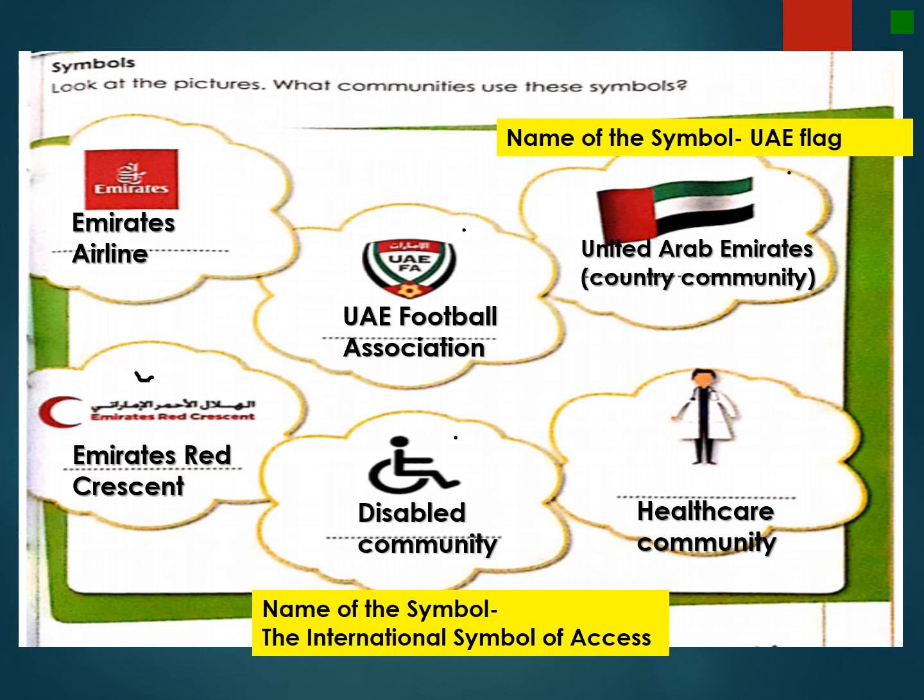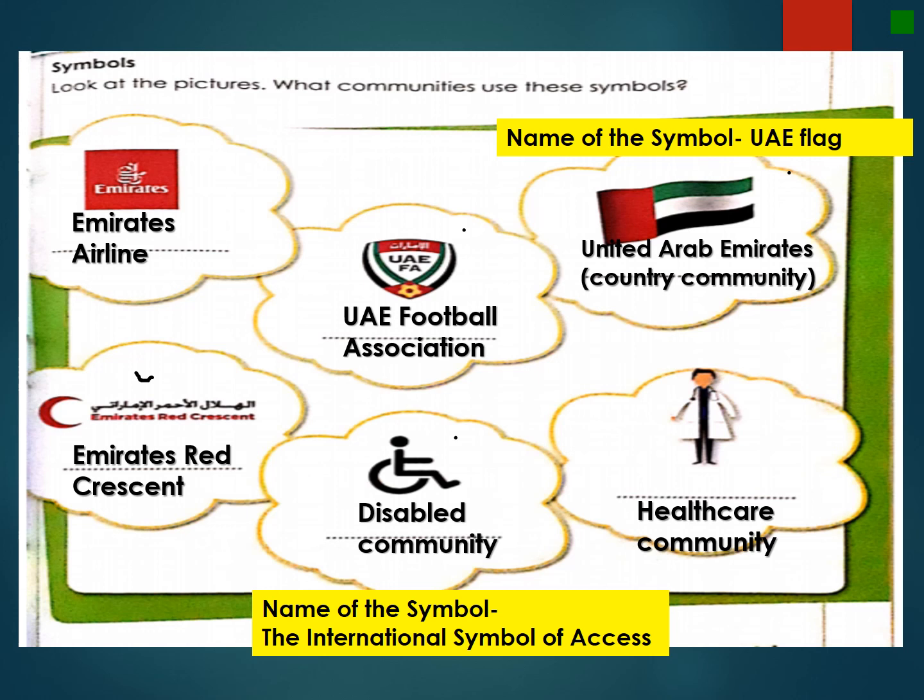Here it's a wheelchair. A person is seated on a wheelchair, right? So the name of the symbol, now, like the flag, the name of this symbol is the International Symbol of Access. And this symbol belongs to the disabled community.